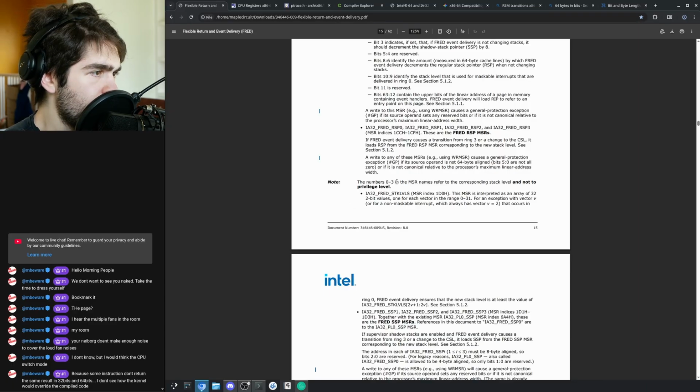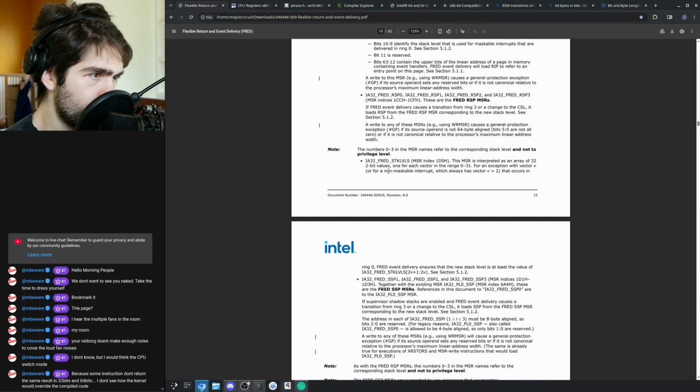Okay. The number 0 to 3 of the MSR name refers to the corresponding stack level and not to the privilege level. Cool. But it would be cool if we knew what stack level means. IA32 Fred STKLVLS. Okay. Store current level of stack. This MSR is interpreted as an array of 32 2-bit values.